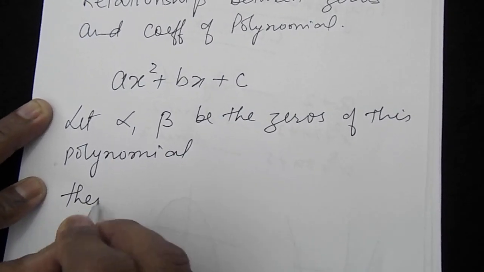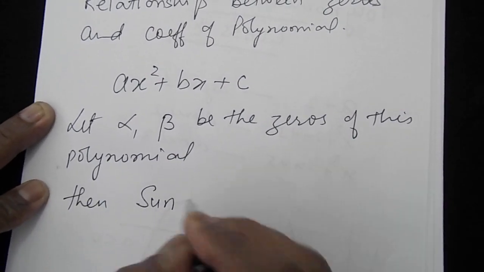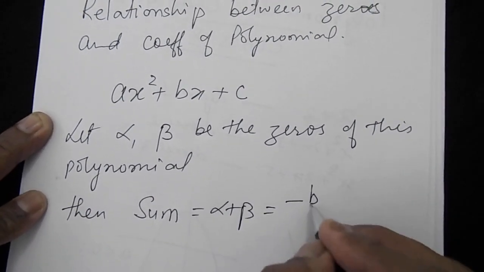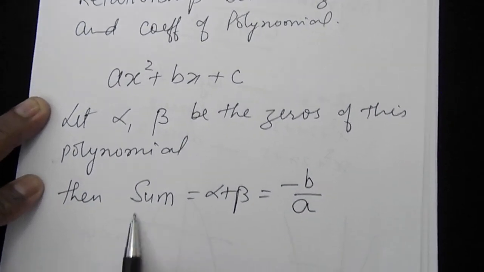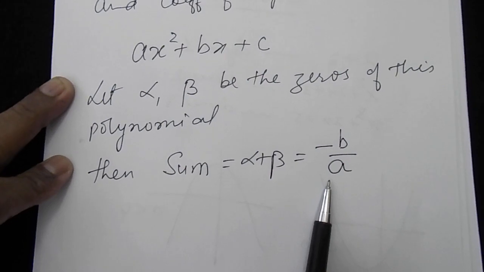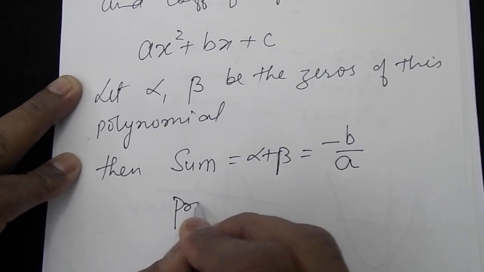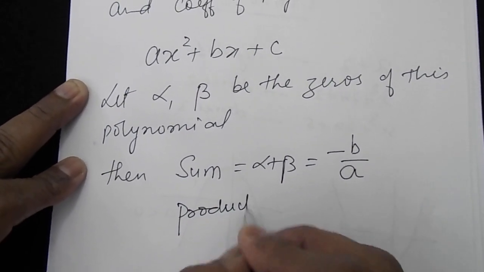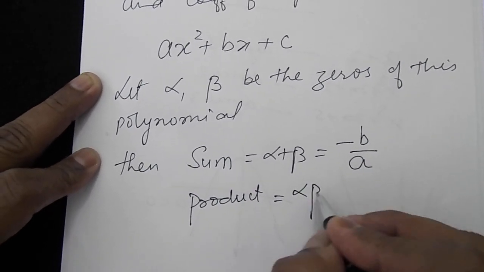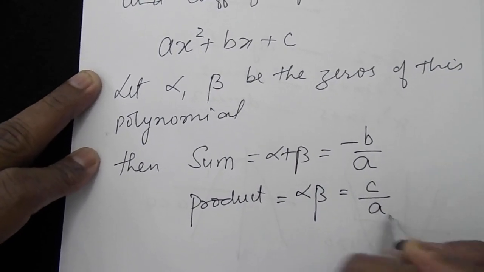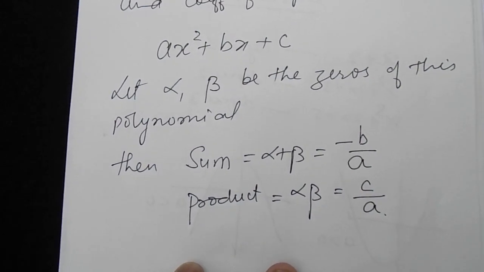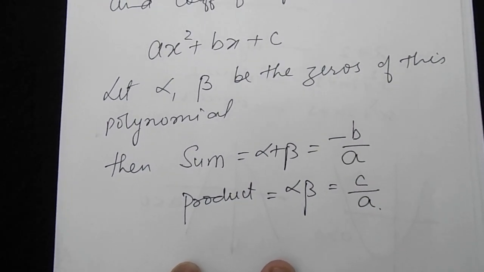Then the sum of zeros, which is alpha plus beta, is given by minus b by a, and the product of the zeros, alpha into beta, is given by c by a. So these are two important relations to find the sum of the zeros and the product of the zeros.